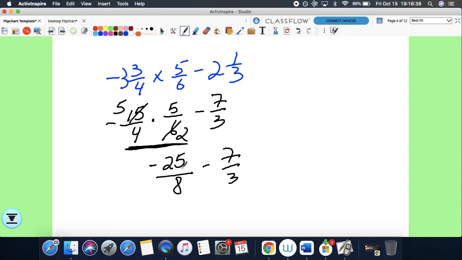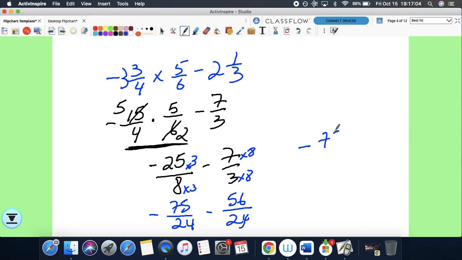So we have negative 25 over 8 minus 7 over 3, which we're going to find a common denominator. Take a number that is common. 24 looks good. Times 3 times 3, which is 75, times 8 times 8, which is 56. So it's a negative minus, which is going to a positive, which is really negative 75 over 24 minus 56 over 24. Change it to addition. So we're adding, again, debt on top of debt. It's a negative number plus a negative number. We go further to the left.